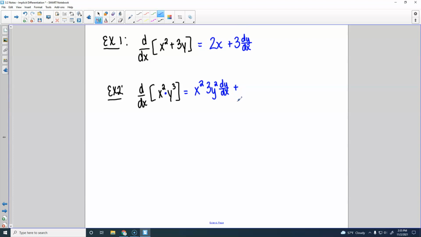Plus y cubed. And I did not take the derivative there, right? That was just y cubed. I did not take a derivative, so I don't put a dy dx, times the derivative of x squared, which is 2x. Since that is an x, it is unnecessary to put dx there because that would just be 1. So this is our answer. They will probably clean it up a little bit and write this as 3x squared y squared dy dx plus 2xy cubed.